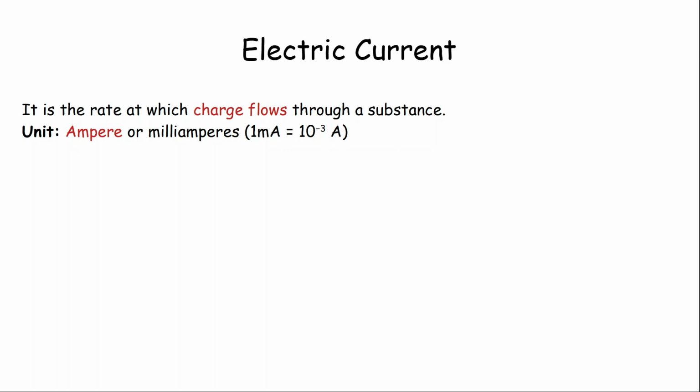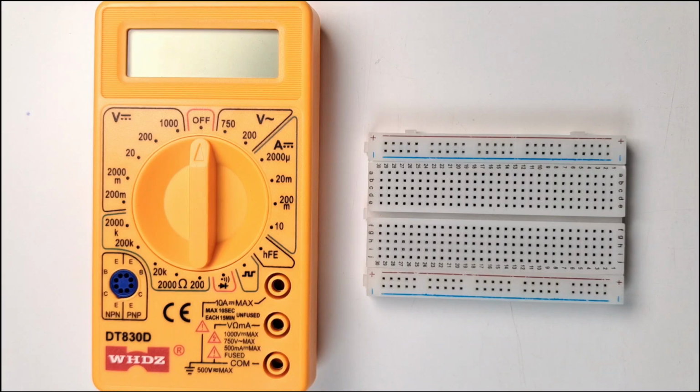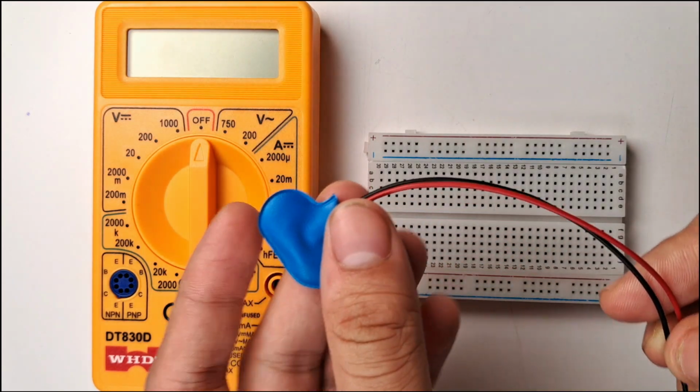Just like we measure temperature in degrees Celsius, in the same way we measure electric current in amperes or milliamperes. 1 milliampere is equal to 10 to the power minus 3 amperes. The formula for electric current is I equals Q by T, where I is electric current, Q is charge and T is time, or I equals dQ by dt. Let's learn how to measure electric current using a multimeter.